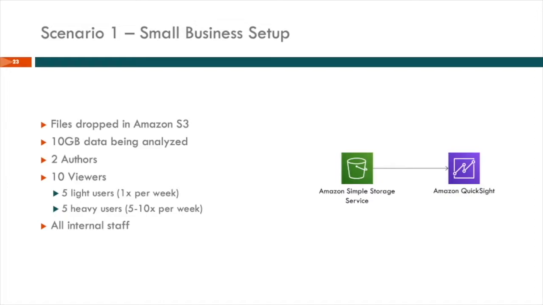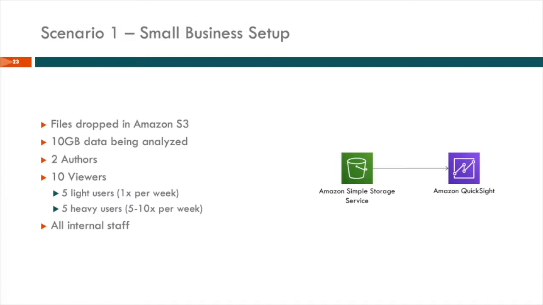So the small business, they're thinking, let's just throw some files up on Simple Storage Service and pull them into Quicksight and do some analysis with it. I've got maybe 10 gigs of data max. I've got a couple of people who are going to do some analysis and authoring. Probably maybe 10 people internally, 5 of whom are what I'll call light viewers. They maybe look at it 1 time a week. 5 of whom are what I'll call heavy viewers. They're looking at these things 5 to 10 times a week. And it's pretty much all internal staff.